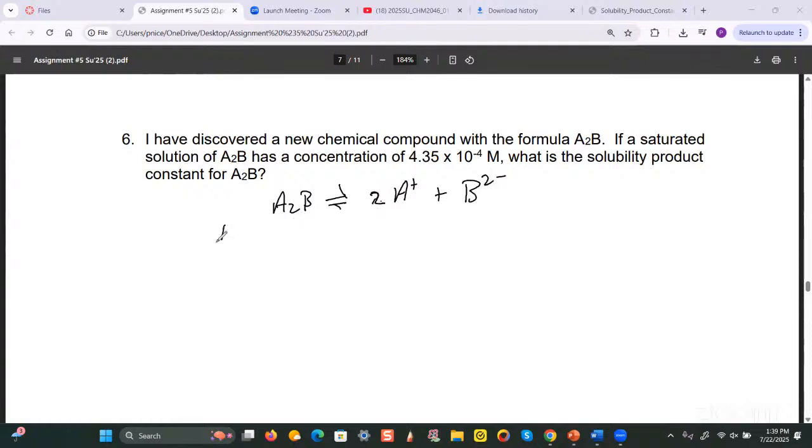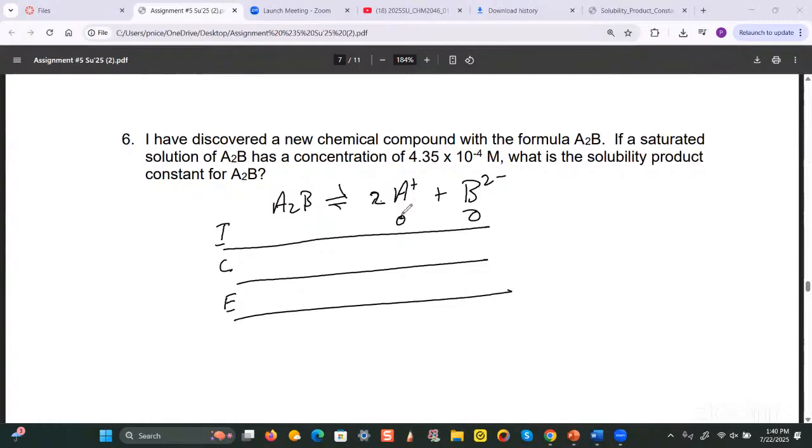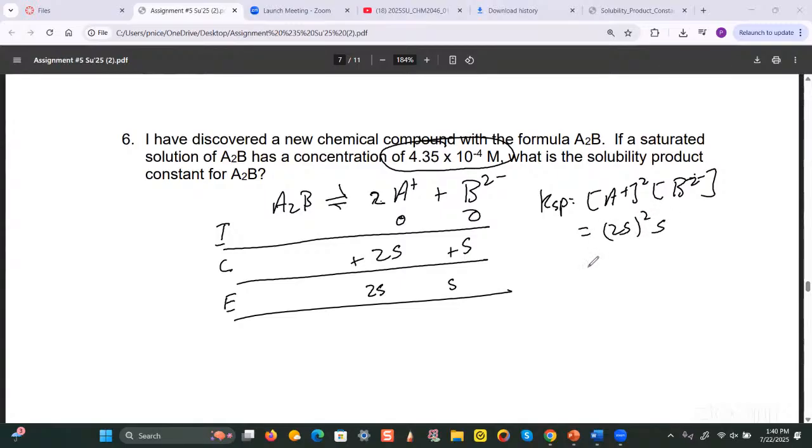All right. So initially we would have none of these. The change here would be 2S for the A plus and S for the B2 minus. So here you're going to have 2S and S. And it says that the concentration, which is the solubility, is 4.35 times 10 to the minus 4. So Ksp for this would be the concentration of A plus squared times the concentration of B2 minus. So I'll put in 2S squared times S, which is the same thing as 4S cubed.